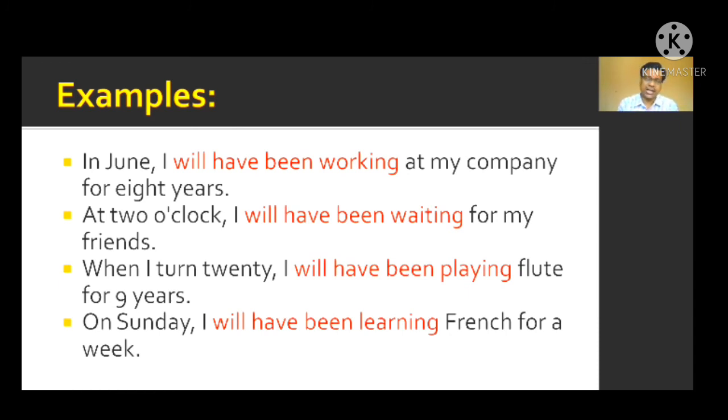So in June, I will have been working at my company for 8 years. I is the first person singular number functioning as subject of the sentence. Will is the future tense maker or indicator. Have been indicates perfect tense. Working indicates continuous tense. And that's why this sentence is said to be in future perfect continuous tense.